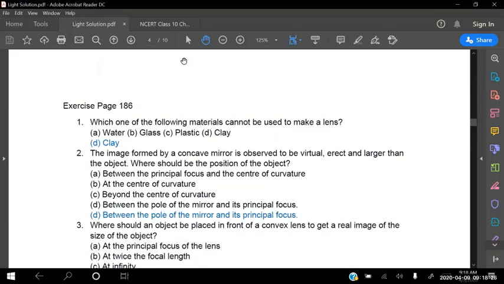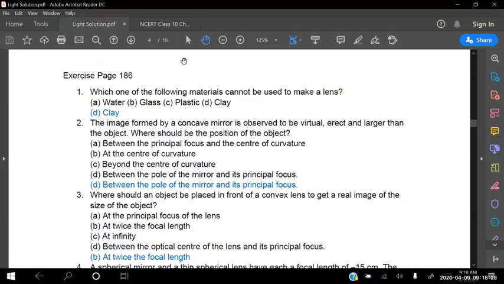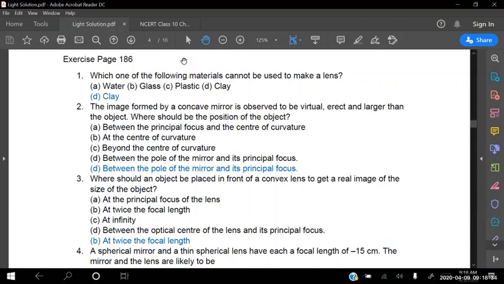Then come to page number 186. This is the main exercise of your book. Which one of the following materials cannot be used to make a lens? Okay, which is not being used to make a lens? That means there should be transparency to make a lens. Clay has no transparency. So we have chosen the word clay.